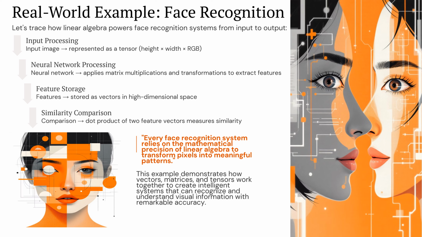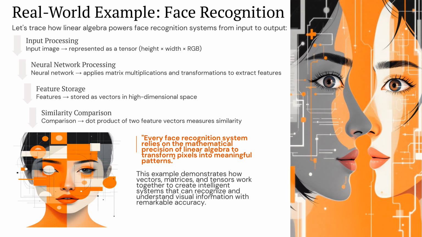Let us see how linear algebra powers face recognition step by step. First, the input image is processed. It is represented as a tensor, capturing height, width, and color channels. Next, a neural network takes over. It uses matrix multiplication and transformation to extract unique features from the face. These features are then stored as a vector in a high-dimensional space.